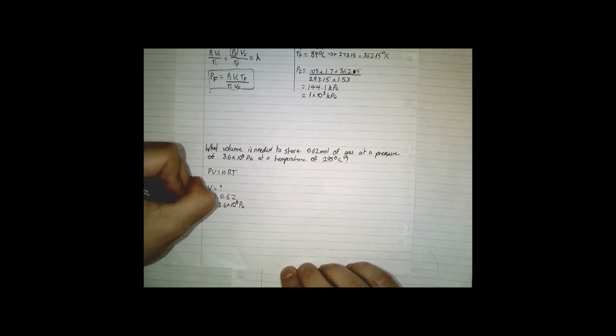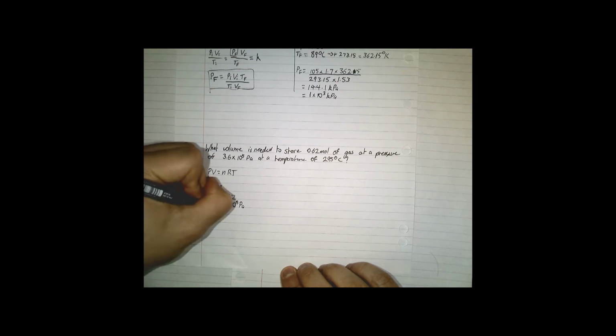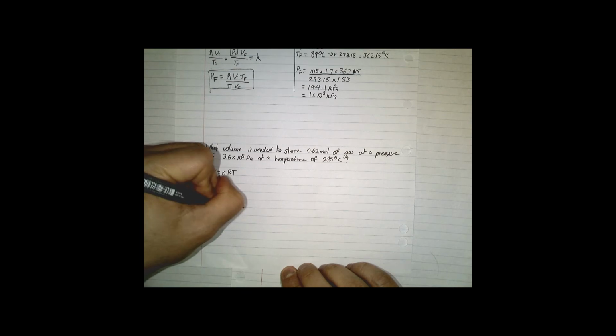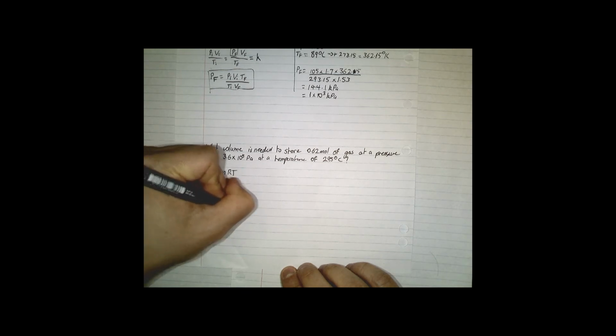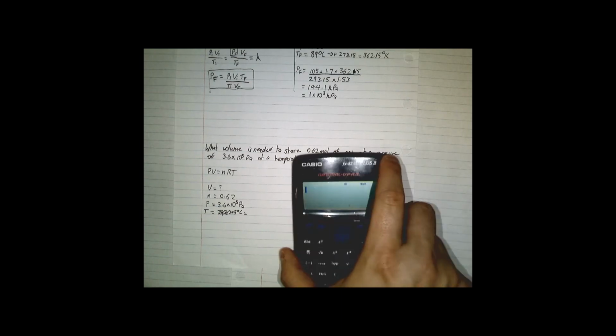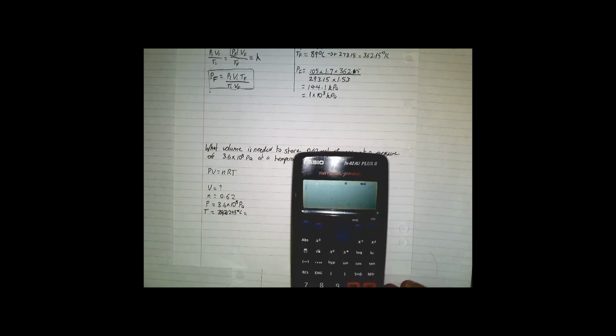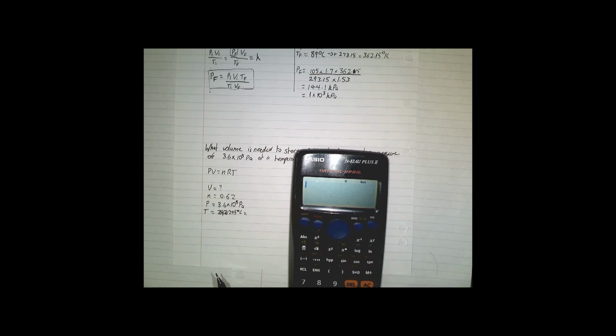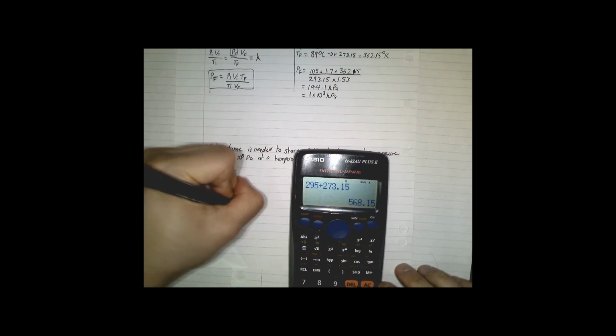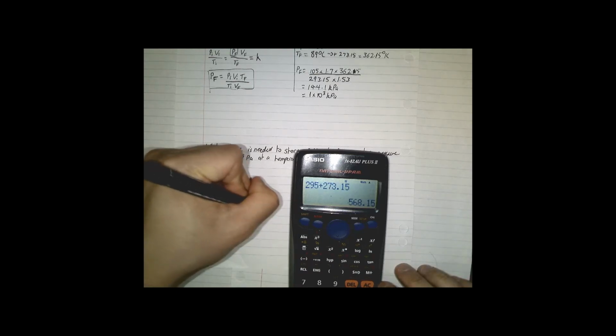And we've also been given the temperature, which is 295 degrees Celsius, which we should be converting immediately anyway, because we are working in Kelvin always for these calculations. So 295 plus 273.15 will give us the temperature in Kelvin, which is 568.15.